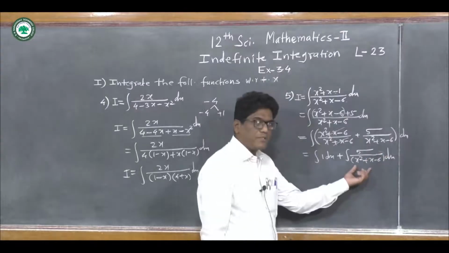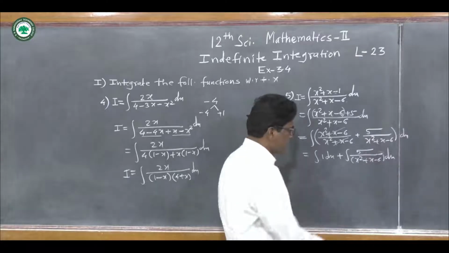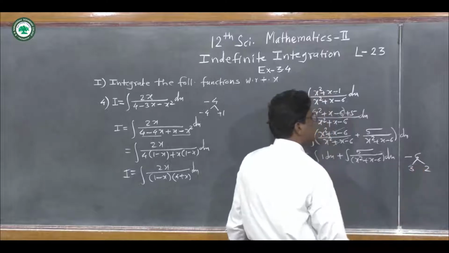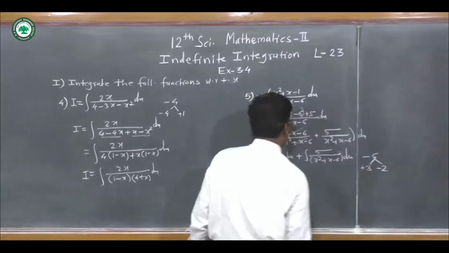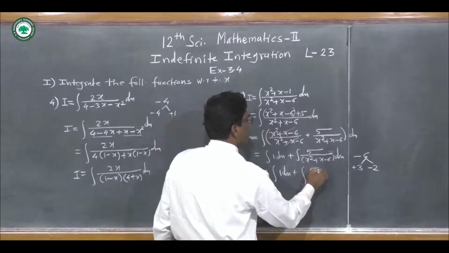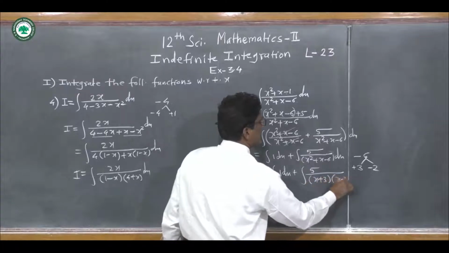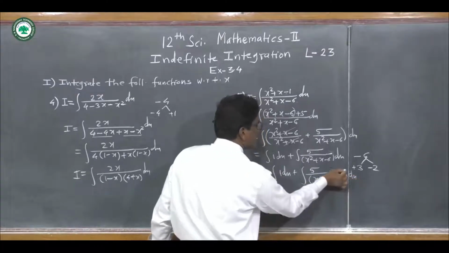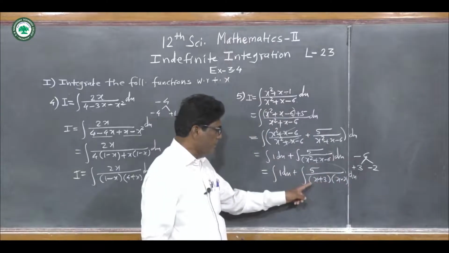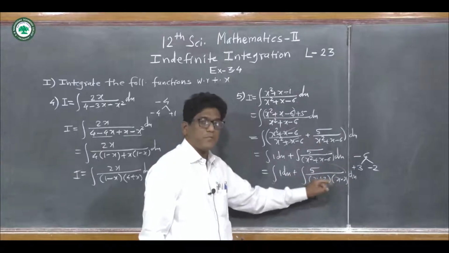Now in the denominator we factor this x square plus x minus 6. We factor this minus 6 as 3 into 2, and here plus 3 and minus 2. So we get integration of 1 dx plus integration of 5 upon, factored as x plus 3 into x minus 2, dx, and solve this rational function by partial fractions. We write 5 upon x plus 3 into x minus 2 is equal to a upon x plus 3 plus b upon x minus 2.